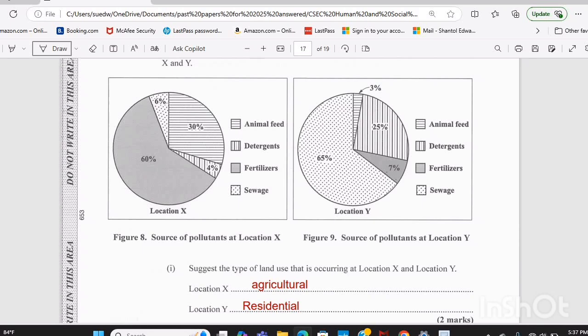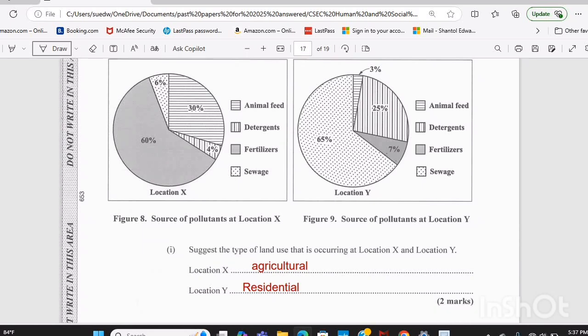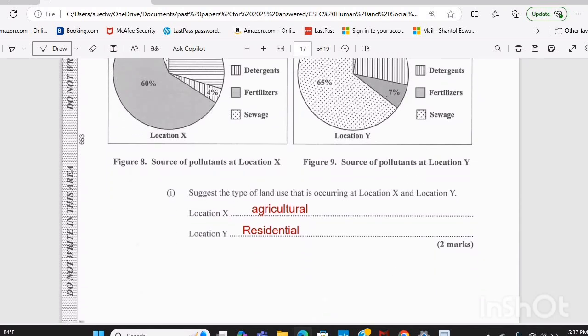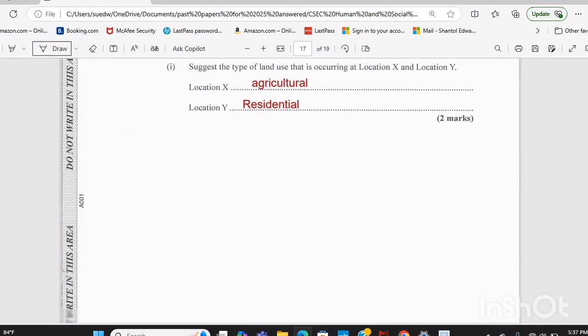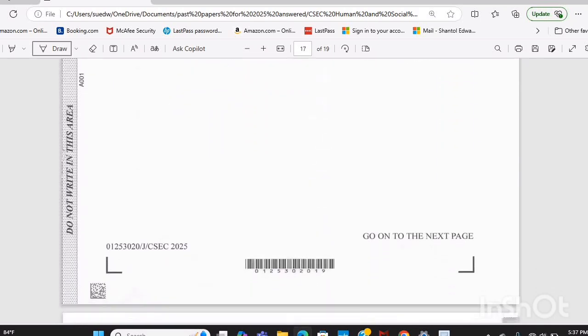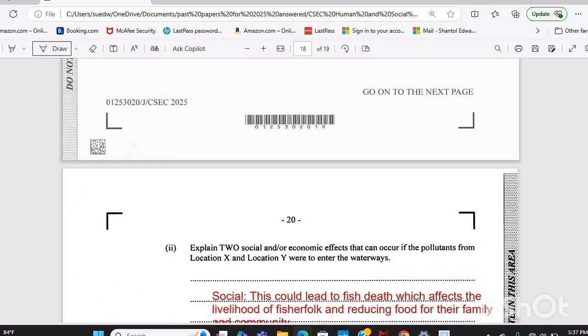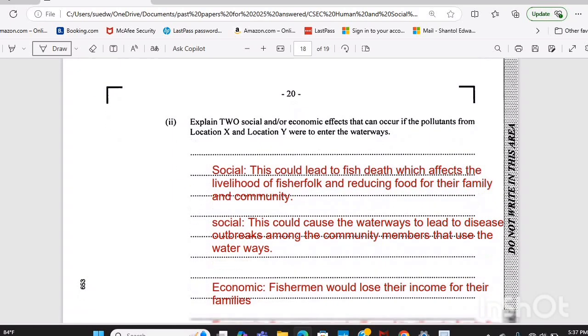Right, residential, because the detergent is the giveaway. The sewage, if we had less detergents and the amount of sewage that we still have, it would more than likely be urban area, so right, urban land use. So we have agricultural and residential, 2 marks, just for looking at the graphs and just for noting the majority of what is being done there.